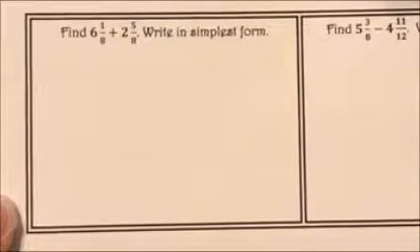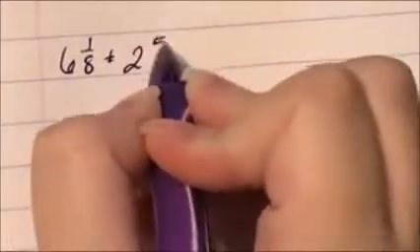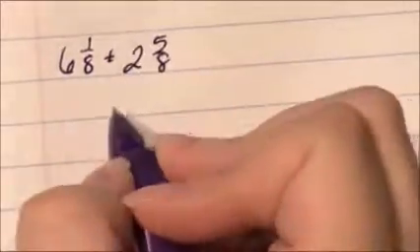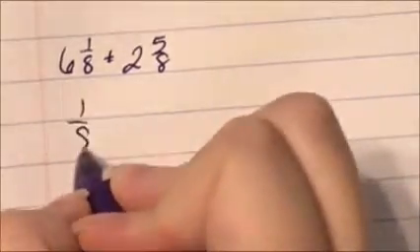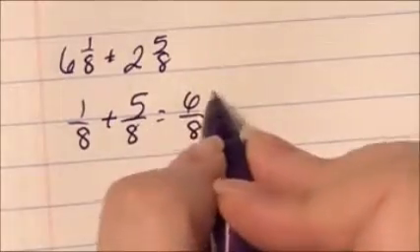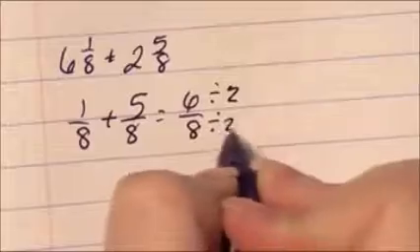All right, now that you've tried out the try-it problems, let's go over the answers together. The first one says find 6 1/8 plus 2 5/8, in simplest form. Notice that there is a common denominator, so I don't have to do anything with that. So I'm going to add my fractions. 1/8 plus 5/8 is 6/8, which I can simplify by dividing both of these by 2.